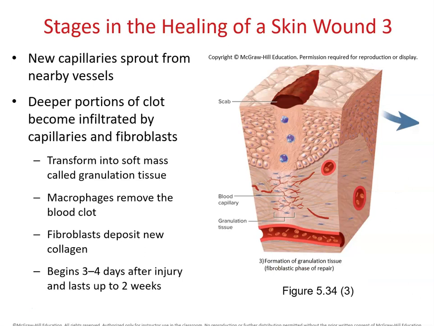Then we're going to have new capillaries built. Those are going to form by angiogenesis from the surrounding capillaries. The deeper portions of the clot are going to start to gain capillaries and also fibroblasts, and that's going to help the tissue to rebuild. We're going to have collagen. Remember, collagen is a very important structural protein that's going to be developed. And depending on the severity of the wound, this can take a couple days to a couple weeks.